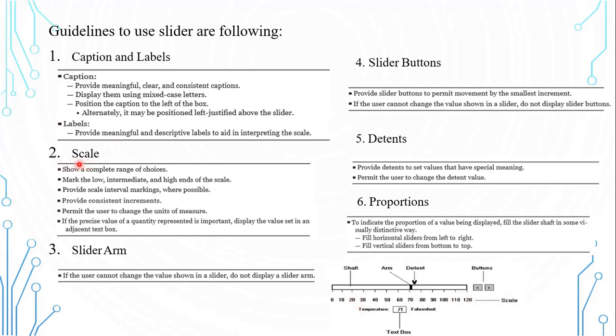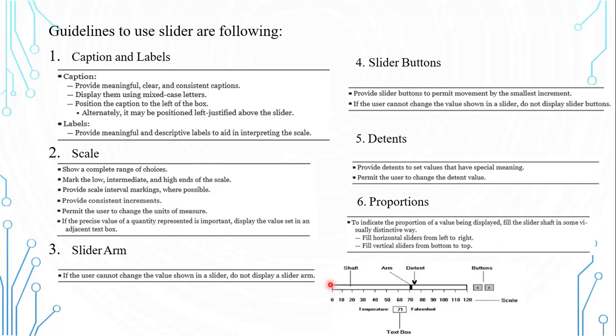And next we have scale. Show a complete range of choices. When you are providing a scale, you have here 0 to 120 values. So there is a range of values that is being provided on the scale, and mark low, intermediate and high ends of the scale.